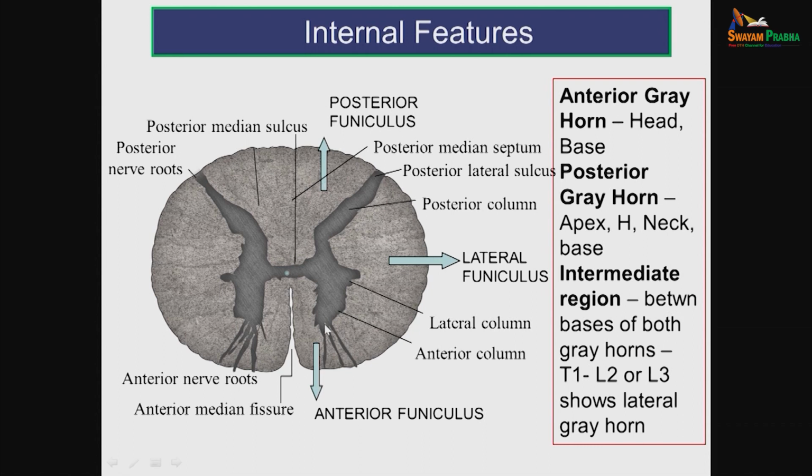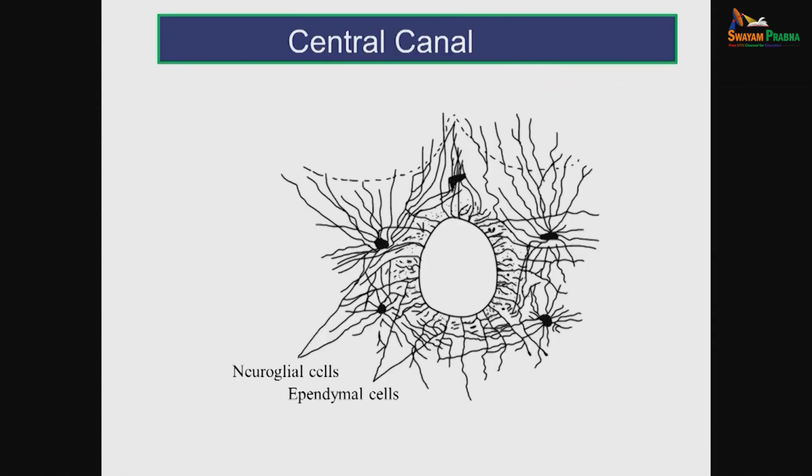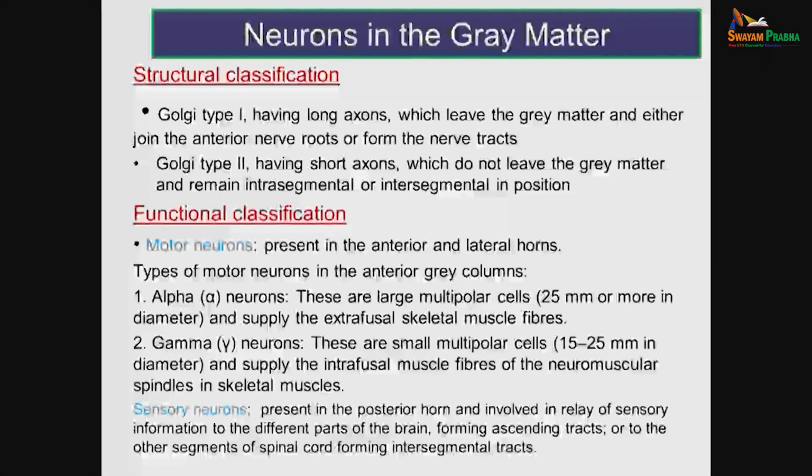So, the white matter is divided into anterior white column, lateral white column and posterior white column, or it is called as anterior funiculus, lateral funiculus and posterior funiculus. These white columns we will refer to again when we talk about the position of tracts in these white columns. Having learnt this, we will move on to the neurons in the grey matter.